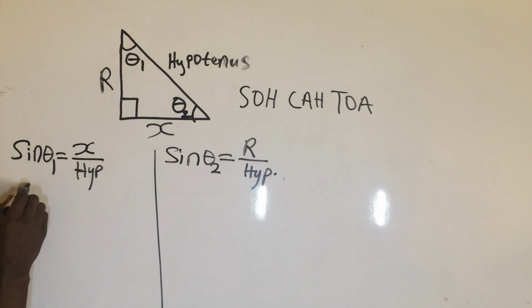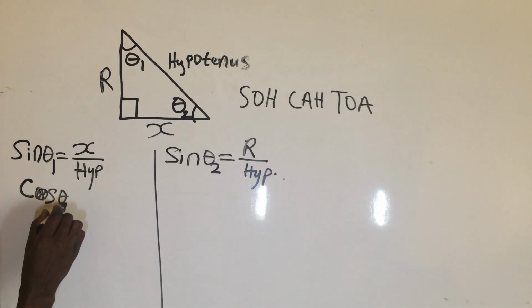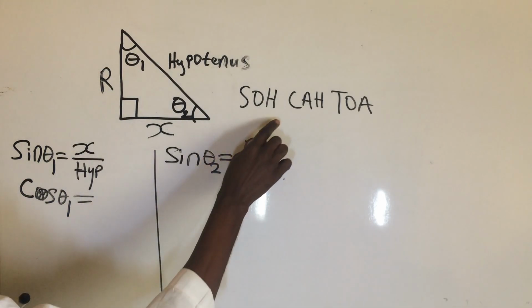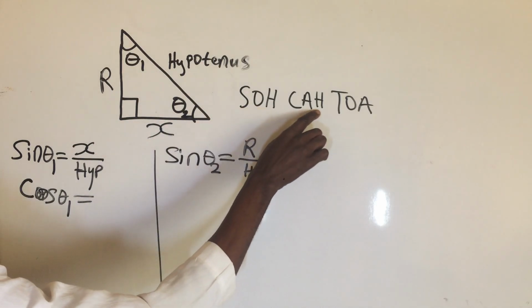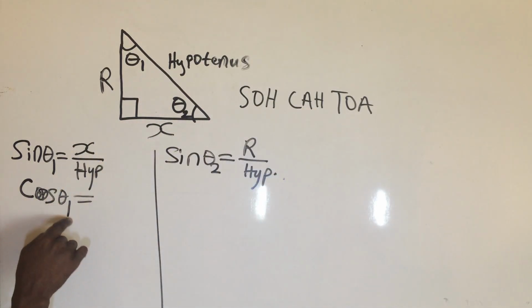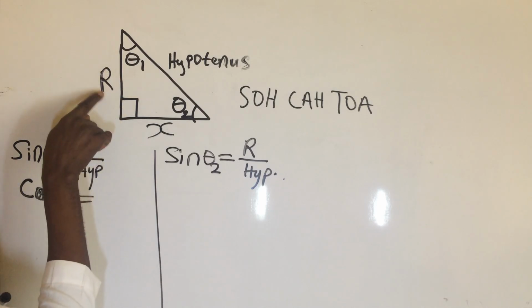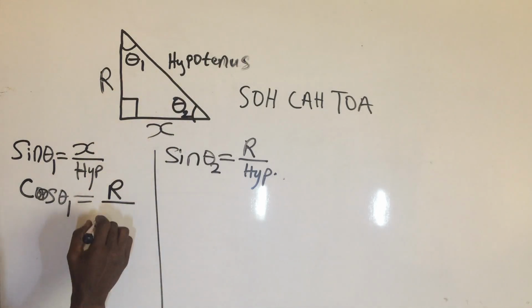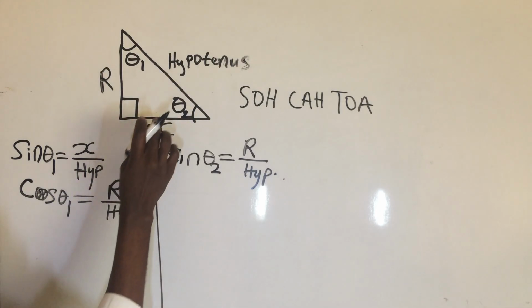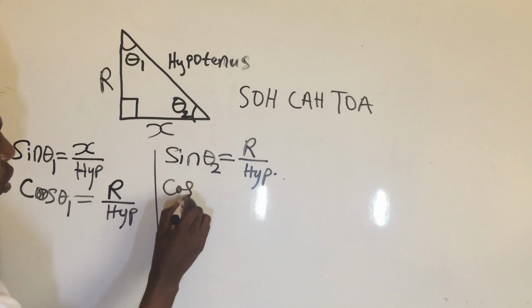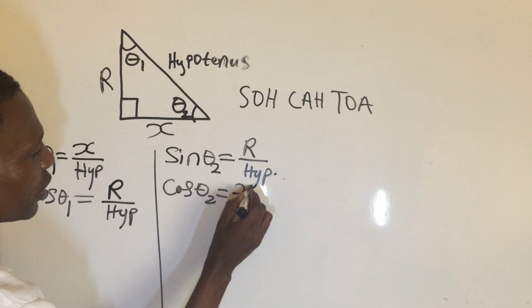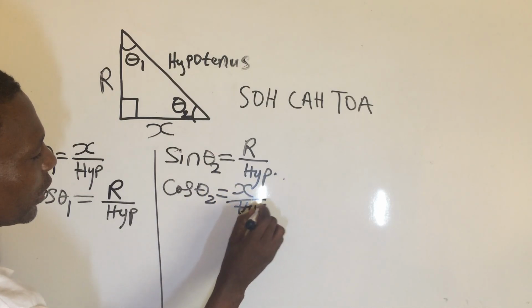If we are using cosine, if we are referring to theta 1, remember that cos theta 1 will be equal to adjacent all over hypotenuse. Cos theta 1 will become adjacent, which we name R, all over hypotenuse. And if I am referring to theta 2, it will be cos theta 2 equals adjacent, which is X, all over hypotenuse.